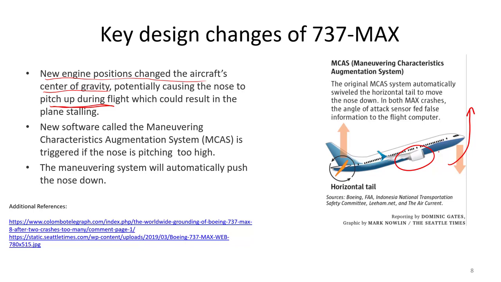And so to prevent the plane from stalling and the nose from pitching up, Boeing implemented some software called MCAS, or Maneuvering Characteristics Augmentation System. And this software was supposed to automatically trigger if the nose started pitching too high on the aircraft. The idea was that this maneuvering system would automatically push the nose of the aircraft downward if we started pitching upward by mistake.